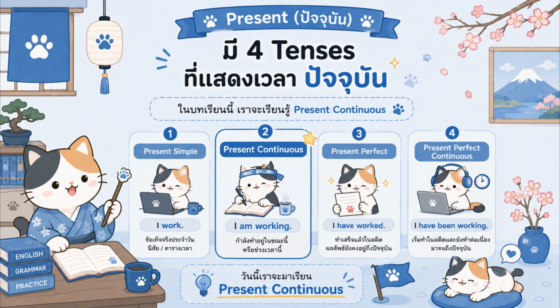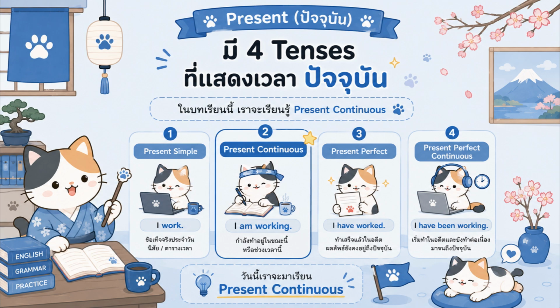Today we are going to learn present continuous, one of the four present tenses in English. The four present tenses are present simple, present continuous, present perfect, and present perfect continuous. In this lesson, we will focus on present continuous, which we use to talk about actions happening now or around this time. The lesson will be spoken in English, and Thai translations are provided to help you follow along.